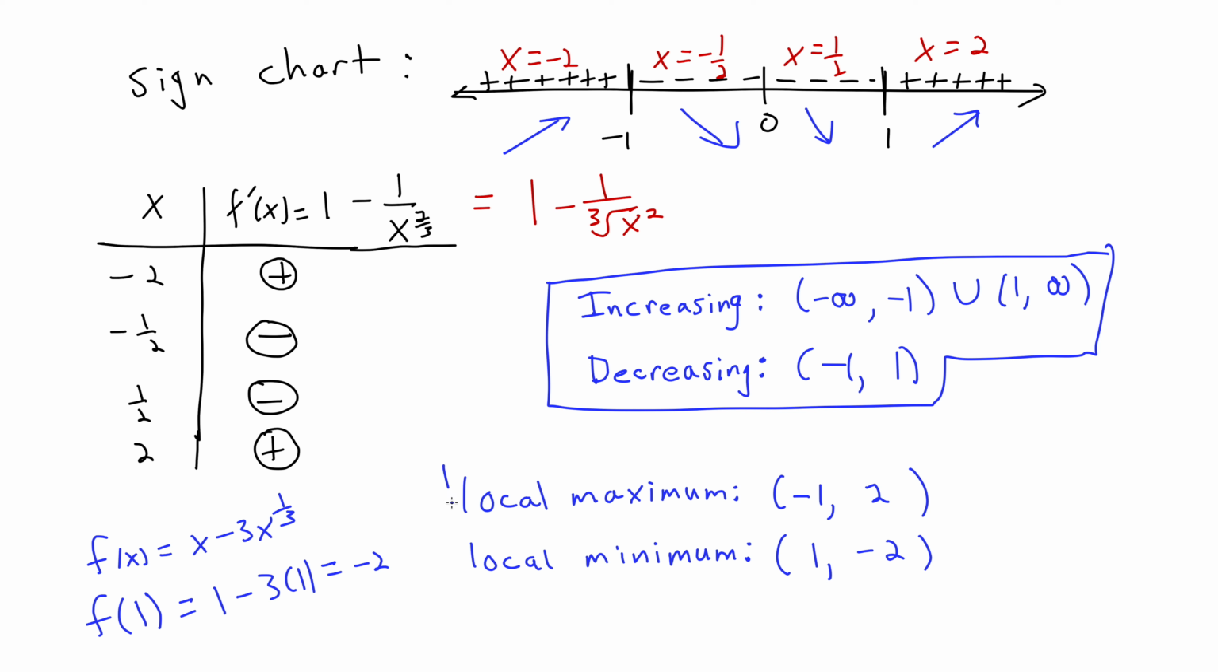Okay, 2 more useful bits of information, right? We're really getting a lot of good information out of this first derivative, but that's all the information we can get out of the first derivative.